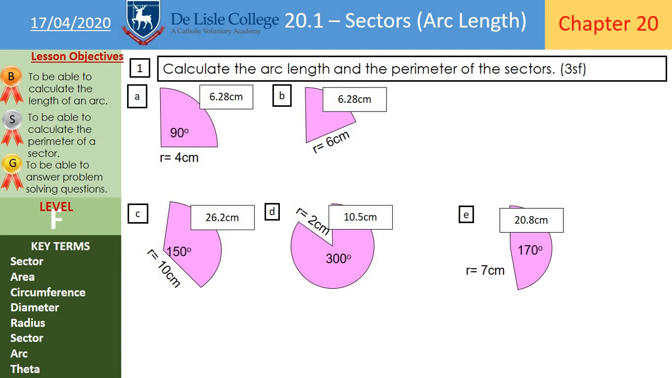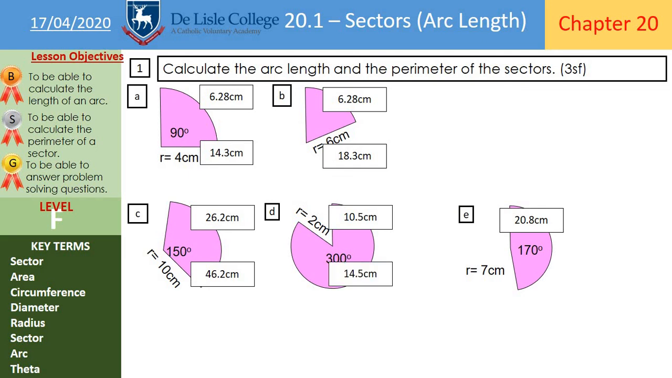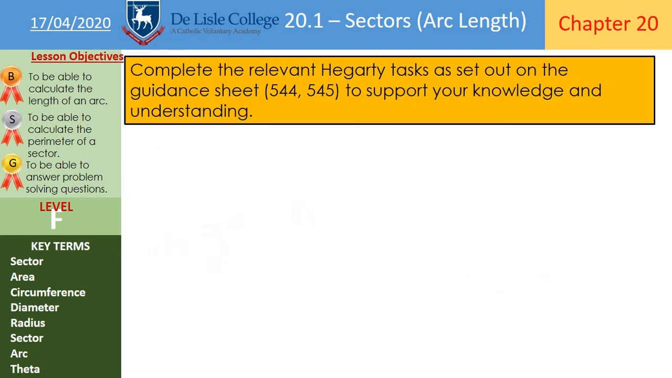If we were then calculating the perimeter, we would know to add those missing values on. And the first one we did together, and again to 3 significant figures, it becomes 14.3. Again, apologies, the angle's not here for this one, but it's 18.3. For this one here, you're adding 2 lots of 10, so you get 46.2. For this one here, you're adding 2 lots of 2, which is 14.5. And for this one here, you're adding 2 lots of 7, which is 34.8 centimetres.